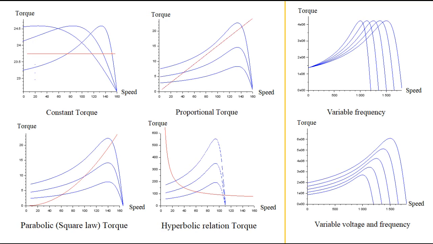The family of graphs shown as variable frequency shows various graphs corresponding to various frequencies. The stable operation portion of the characteristics, corresponding to no load to full load, shifts towards left or right depending upon whether frequency is increased or decreased. These characteristics are known as constant torque variable speed characteristics.